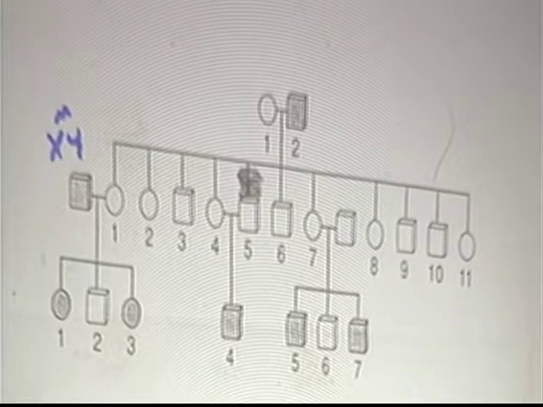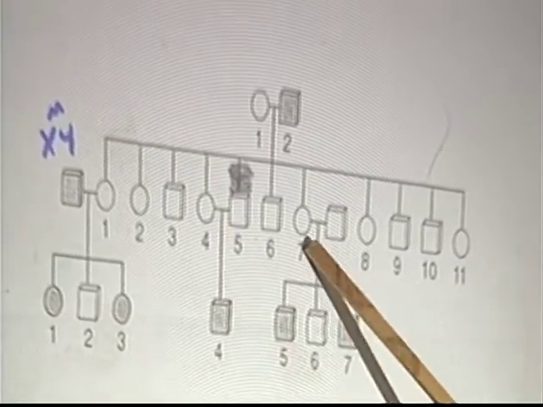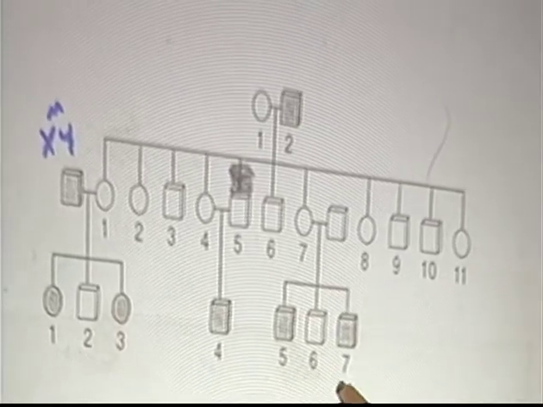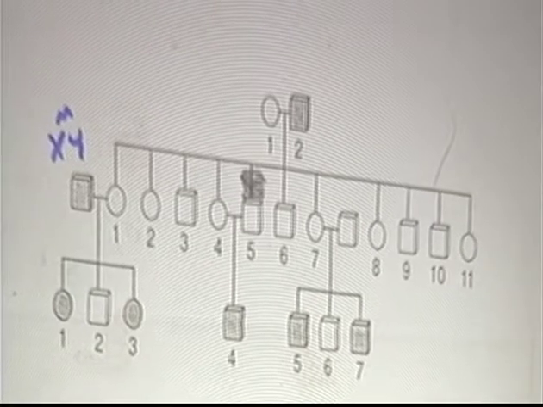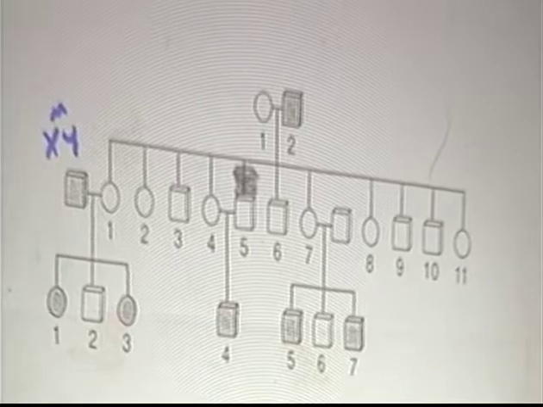But if you're not sure of that, take a look at this. Here's two females that are unaffected but are producing affected male offspring. That's a clear indicator typically of an X-linked trait. So this is an X-linked recessive trait. Okay. Here's another one.